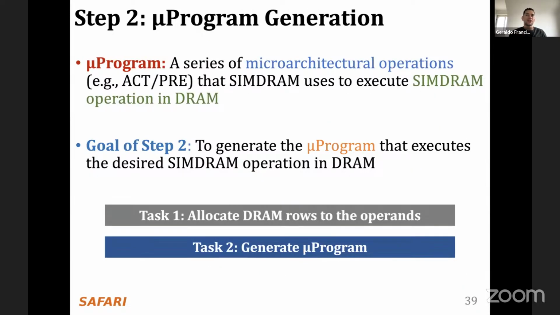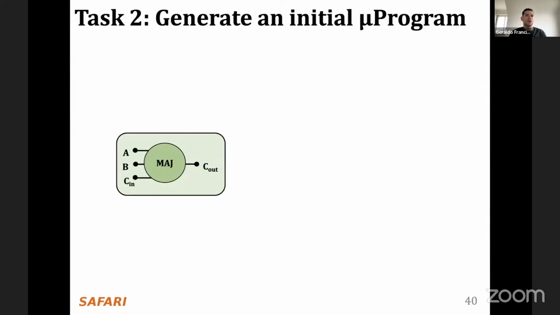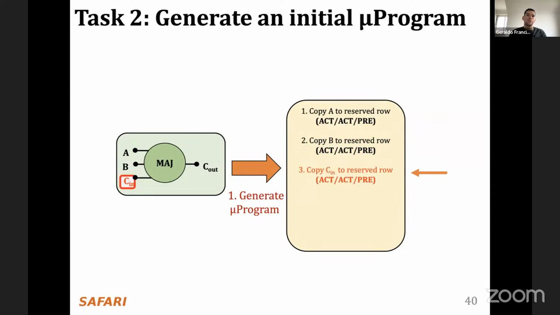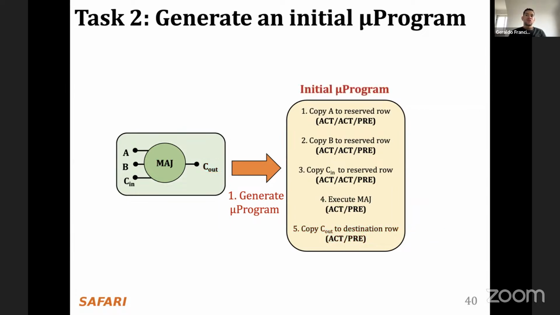Next, let's take a look at the second task of step 2. Task 2 works in three parts. The first part generates an initial microprogram. This part first copies the three operands from the data rows to the DRAM rows allocated in task 1 using in-DRAM row copy operations. Once all the inputs of the majority are copied to the allocated rows, a triple row activation operation is performed to execute the majority logic. Finally, another row copy is issued to copy the output of the majority stored in the compute rows back to the destination row. The resulting sequence of DRAM commands represents the initial microprogram.